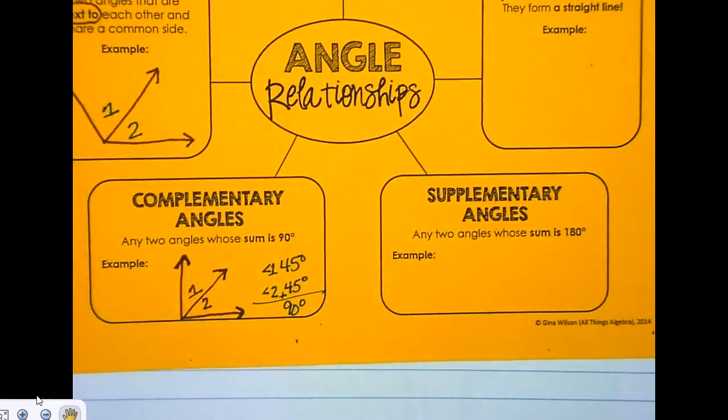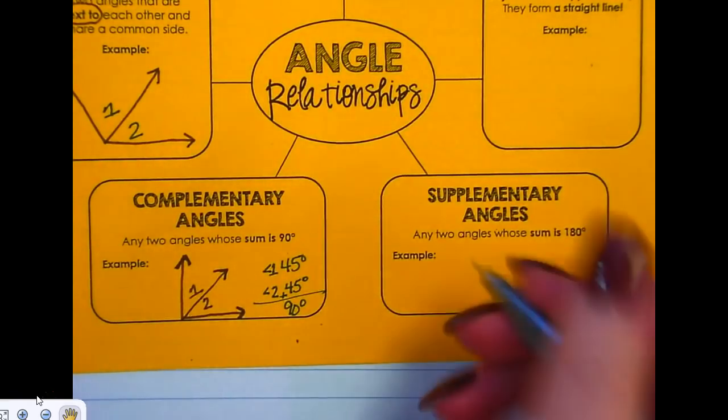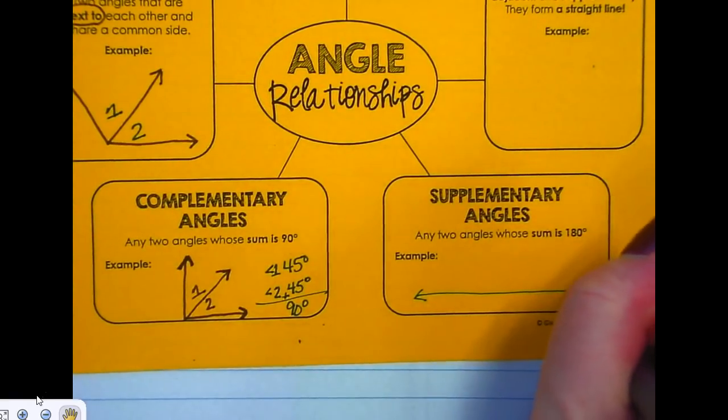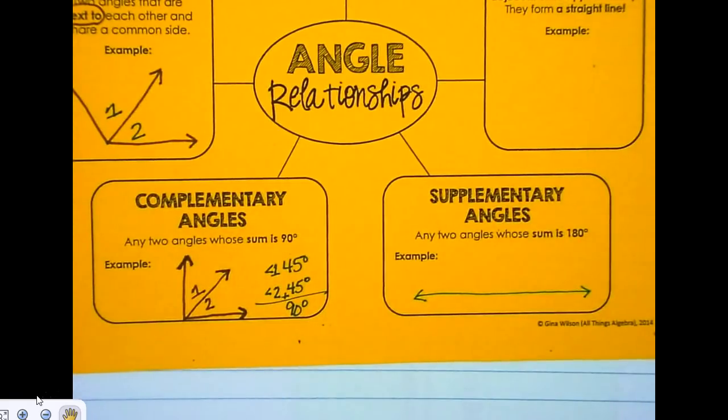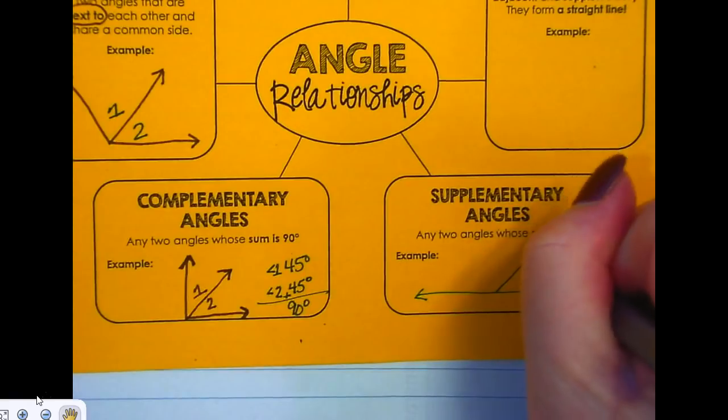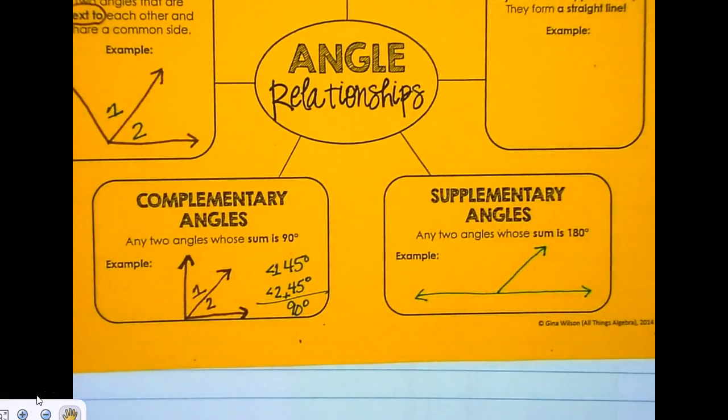All right, supplementary angles. Any two angles whose sum is 180 degrees. So 180 degrees is what kind of angle? What do I need to draw here? A straight line. So if I'm going to draw supplementary angles, the place to start is a straight line. And then just split that straight line somewhere. And then I know that those two angles are supplementary.